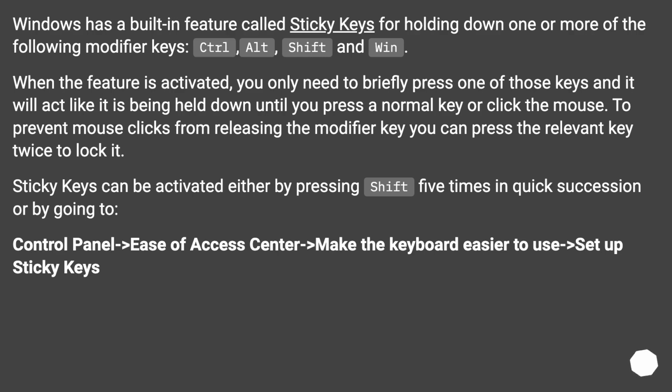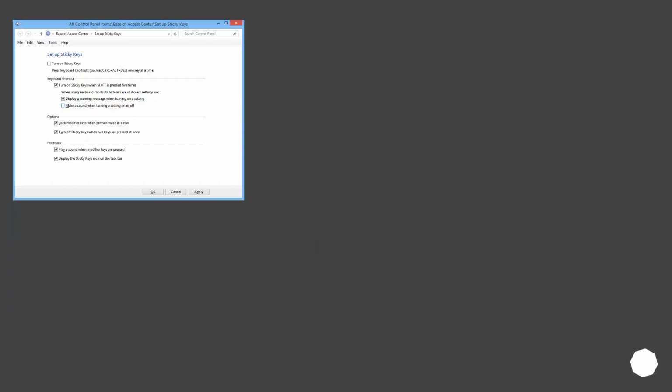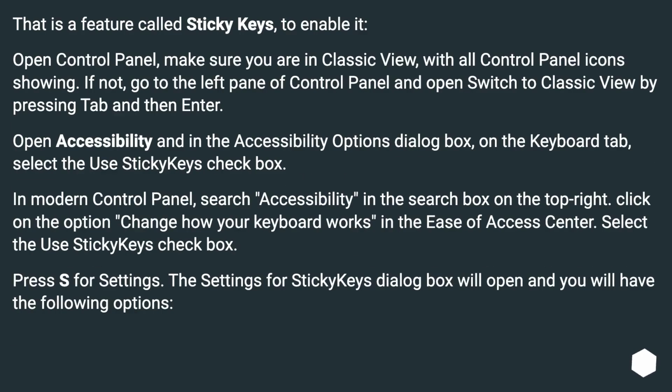Sticky keys can be activated either by pressing Shift 5 times in quick succession or by going to Control Panel, Ease of Access Center. Make the keyboard easier to use. Set up sticky keys. That is a feature called sticky keys.